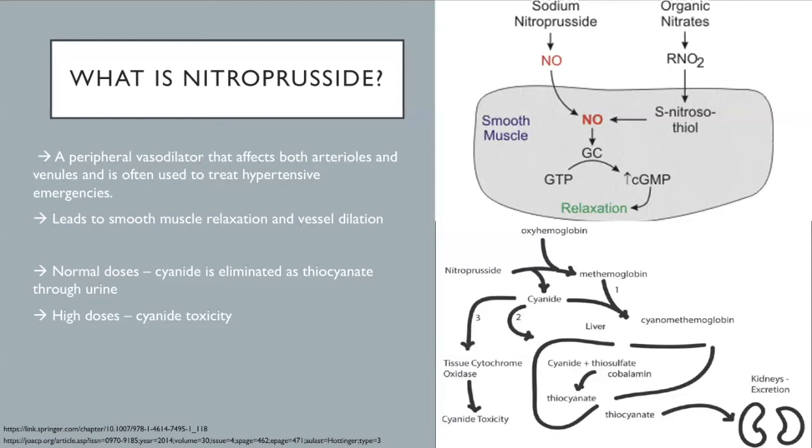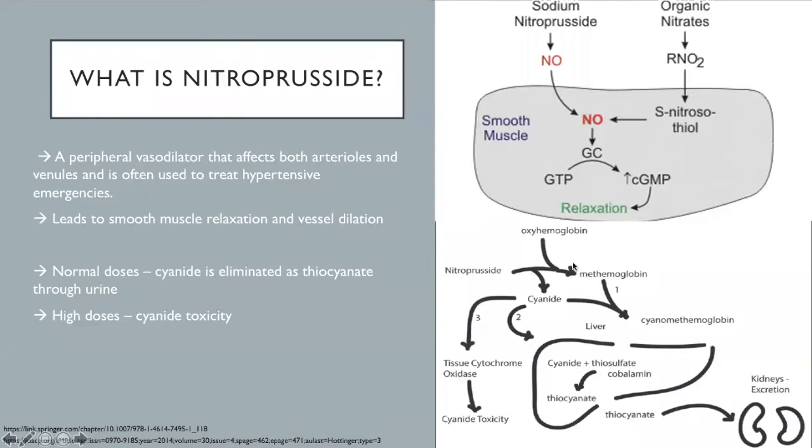The metabolism of nitroprusside with hemoglobin produces cyan-methemoglobin and cyanide. In normal doses, this cyanide produced reacts with thiosulfate in the liver and is eliminated in the urine as thiocyanate. However, cyanide toxicity occurs when cyanide binds to tissue's cytochrome oxidase, which blocks the electron transport chain and inhibits oxidative phosphorylation. This leads to metabolic acidosis.